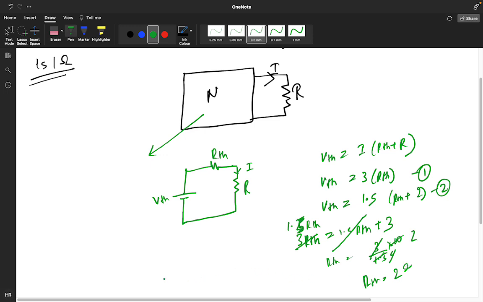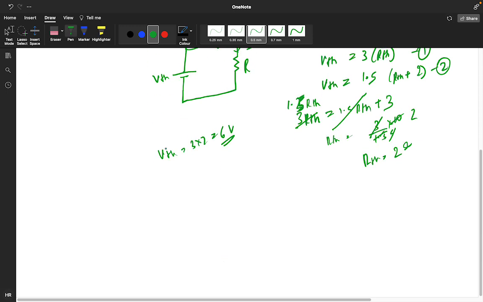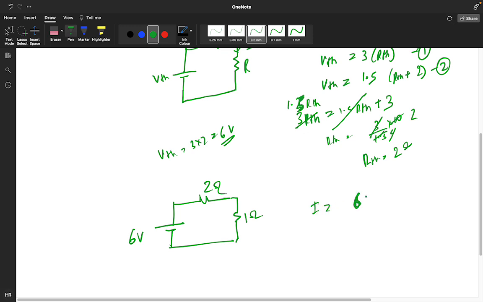What will be the value of VTH then? Substitute in equation 1. VTH is equal to 3 into 2. It will be 6 volt. Now you got the value of VTH, that is 6 volt, and the value of RTH, that is 2 ohm. And they asked the current when your R is 1. So how much current will you get? 6 volt divided by 3, 2 ampere. Is this clear to everyone?